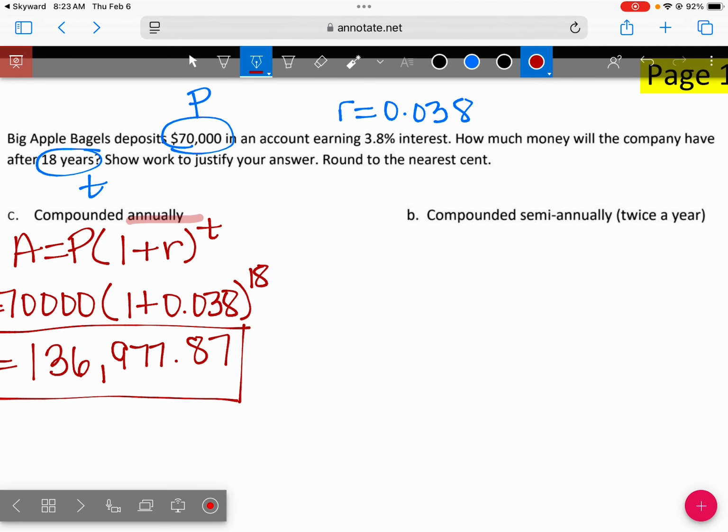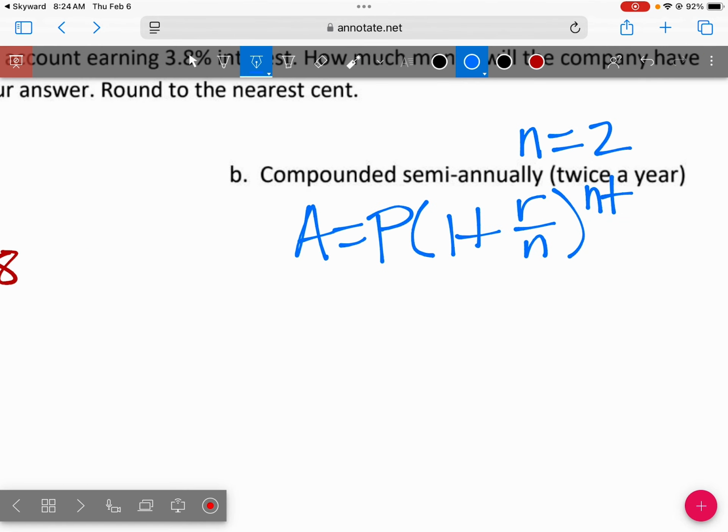So instead of being compounded annually, now it's compounded twice a year. So this is n equals 2. So now on the backboard, we're using the third formula down. This is the formula we have to use. This is the one we worked with a couple days ago. It was kind of complicated. That's the one we're using now for question B.